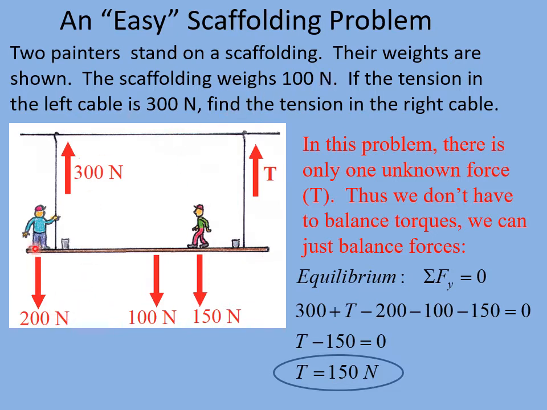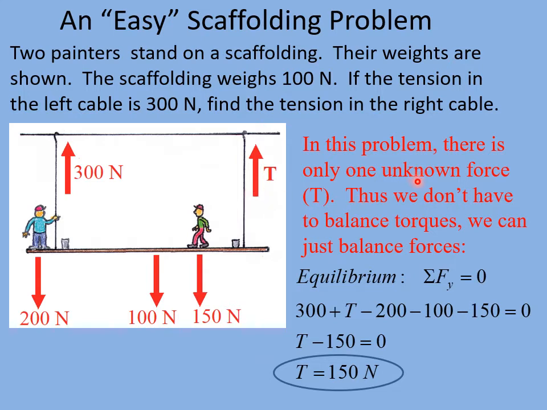Their weights are shown, so this guy has a weight of 200 newtons, this guy has a weight of 150 newtons, and we're told that the scaffolding itself weighs 100 newtons. Now remember, the weight of the scaffolding, we put it at the CG. And of course, the CG of the scaffolding is halfway across, so it's going to be somewhere around here. Furthermore, it says if the tension in the left cable is 300 newtons, so that's this cable here, find the tension in the right cable. So we're trying to find out what T is here.